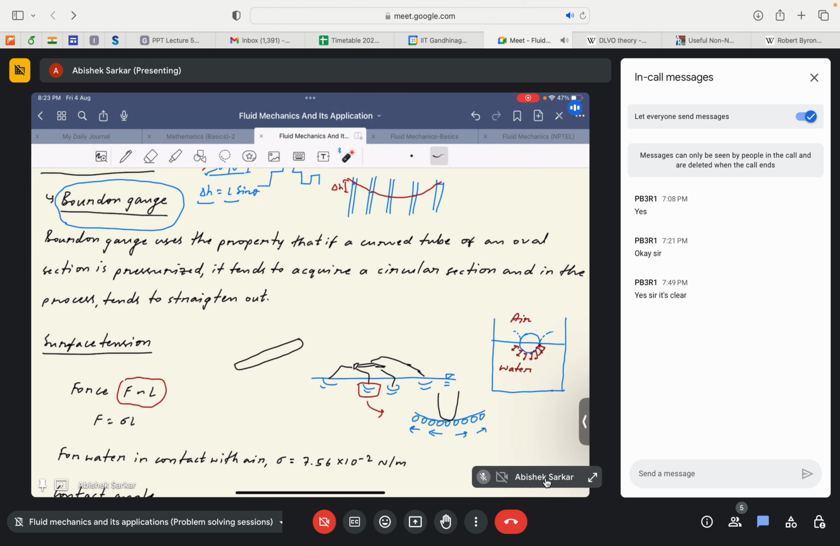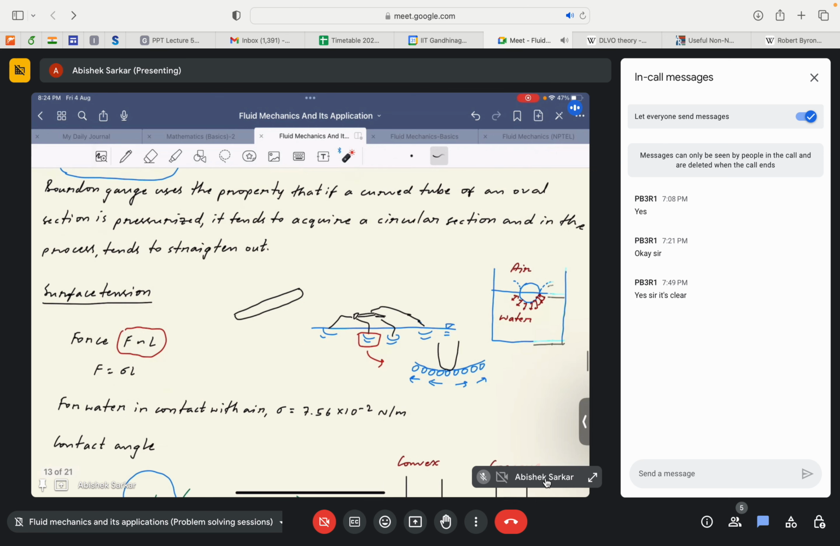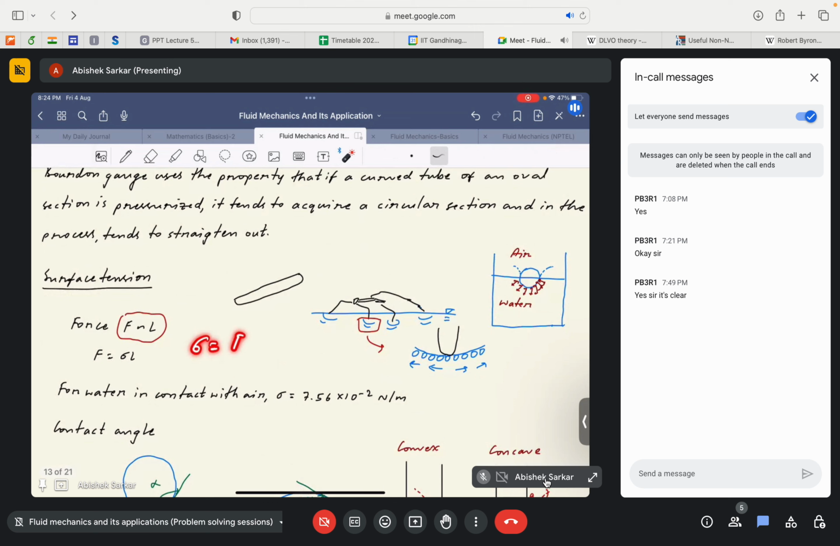Since F is directly proportional to L, we can write F is equal to sigma L, where sigma is a constant of proportionality, and this sigma is what is termed as the surface tension. Since sigma will be equal to F by L, the unit of surface tension is Newton per meter, force per unit length.